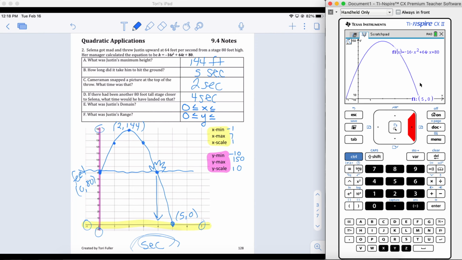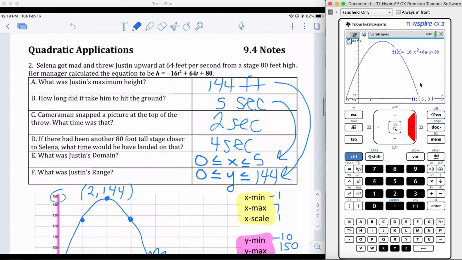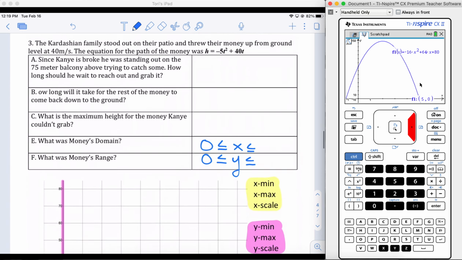Okay. All right, I am going to remind you that your domain goes from 0 to wherever he landed, so make sure you're using the landing number at 5. And make sure that your range goes from 0 to wherever your maximum height was, and that was the 144. We do not need units on our domain and range, so if you would take a second, copy what you missed, and we're going to go to the next problem. Perfect. Moving on to number 3.